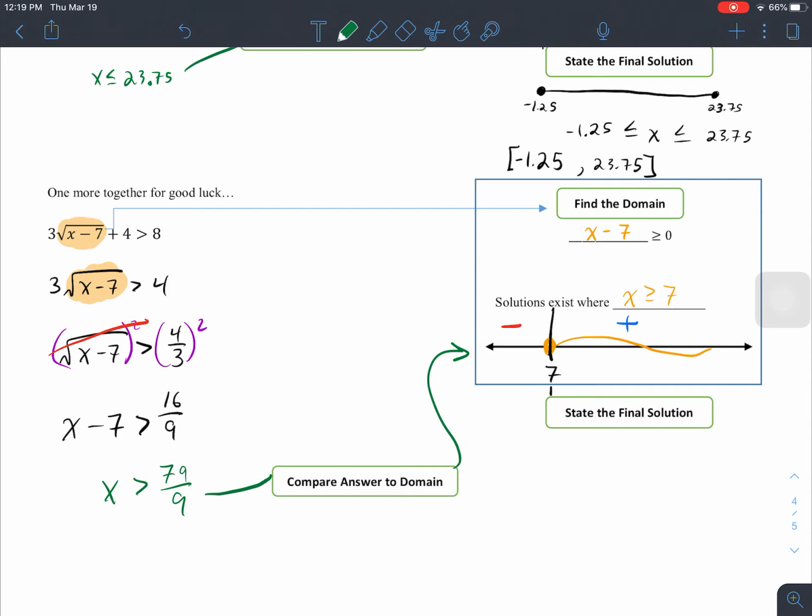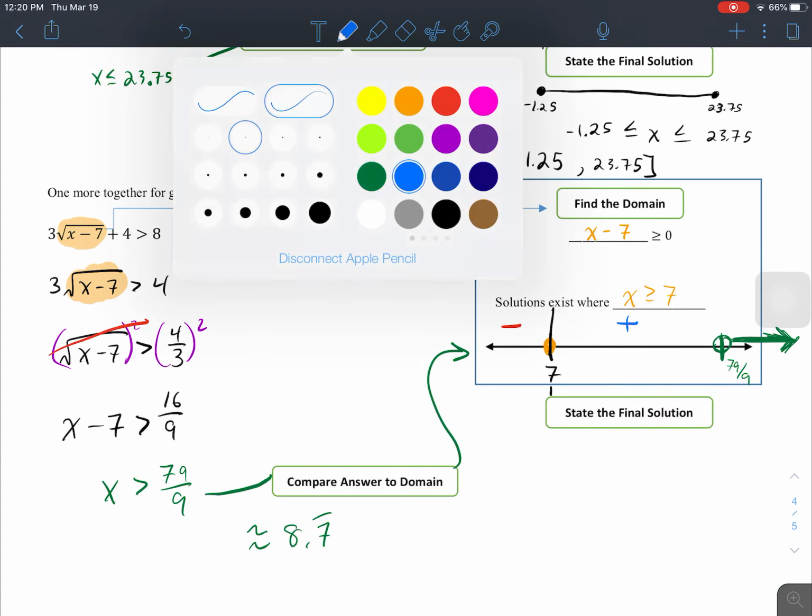So 79/9, just so you can see where to place it as a decimal, is approximately, and I say approximately, about 8 point, well it is 8.7 repeating. So it will be somewhere over here. Here's where 79/9 is. It is not or equal to, it is just greater than, which means it is an open circle. And greater than would actually be going to the right. It's not even going towards this boundary restriction. It's pointing away from it.